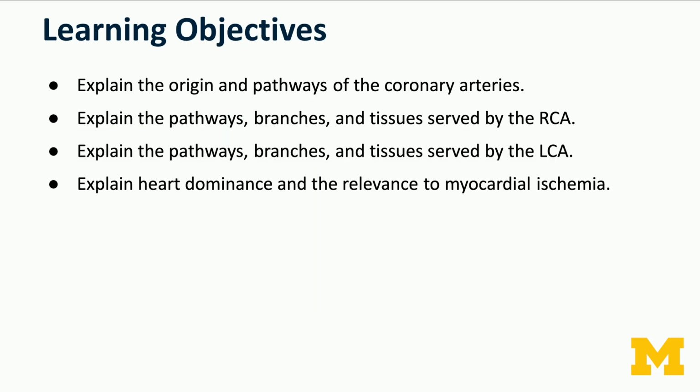So we've discussed the origin and pathways of the coronary arteries, as well as the pathways, branches, and tissues served by both the RCA and the LCA. We've also talked about heart dominance and its relevance to myocardial ischemia.